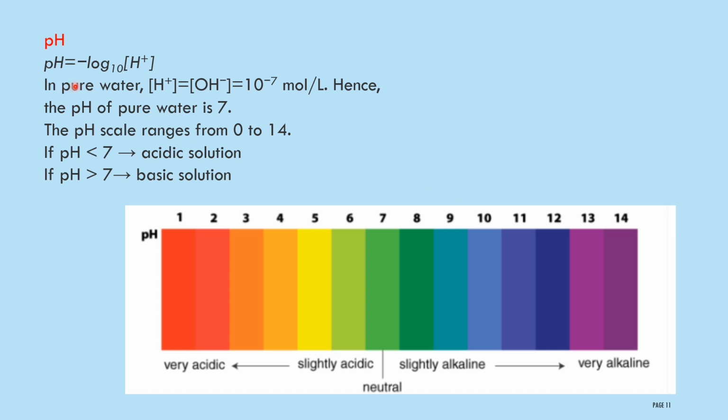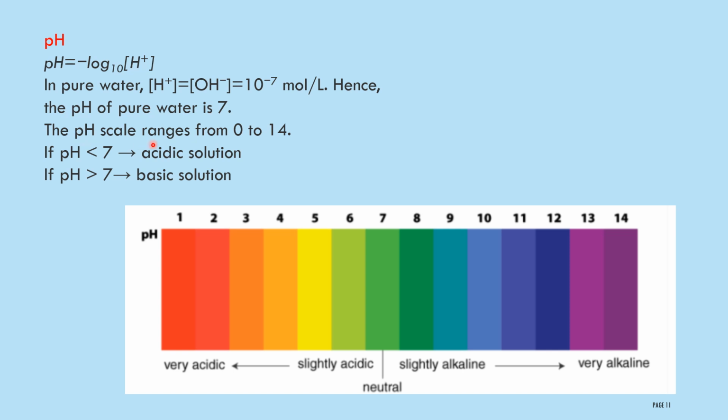The pH formula is given by pH equals minus log H plus. In pure water, the concentration of H plus and the concentration of OH minus ions are equal to 10 to the power of minus 7 mole per liter. Hence, the pH of pure water is 7. This one you have to remember. The pH of pure water is equal to 7.